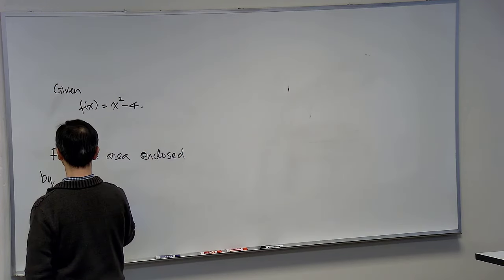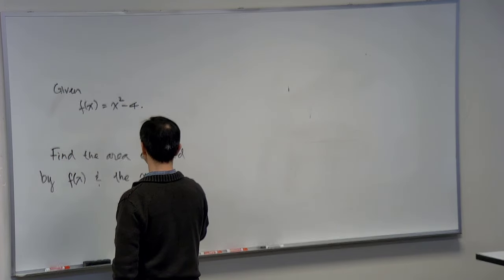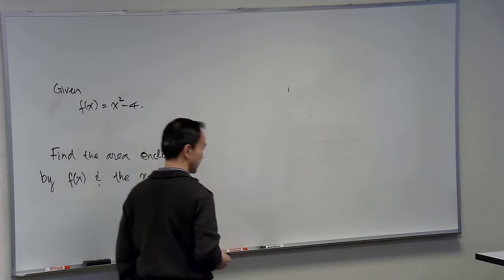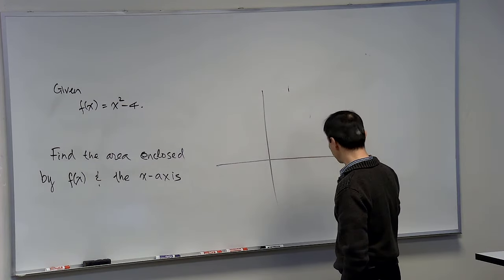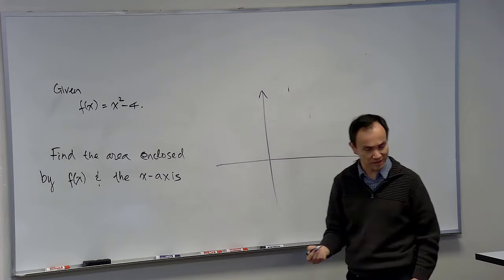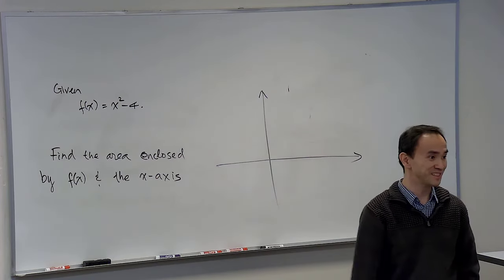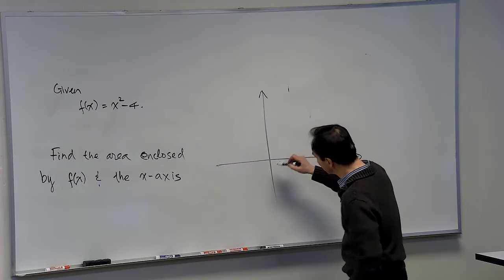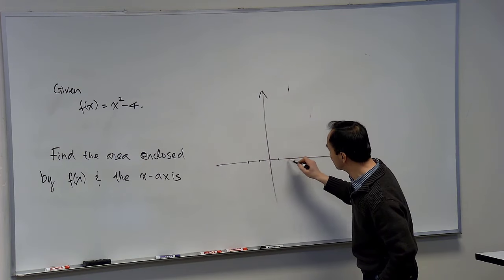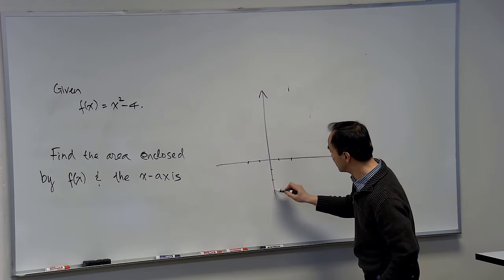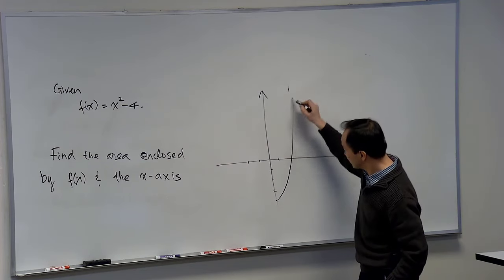by the function f of x and the x-axis. So a problem like this, you cannot blame it, you need to know how to graph these basic functions here, right? These are curves here. So x squared minus 4 is just that simple quadratic where it sinks down to negative 4 on the y-axis. See what I mean? So it's like this, right?